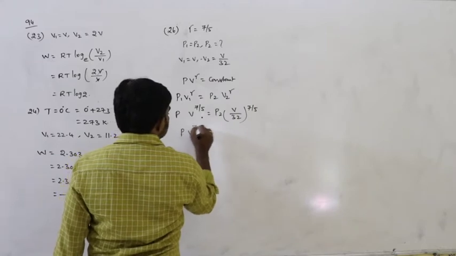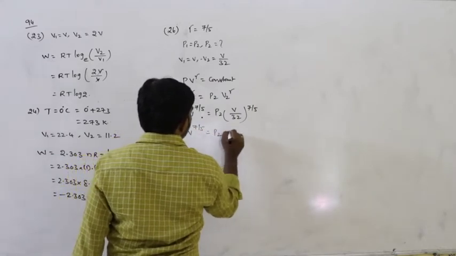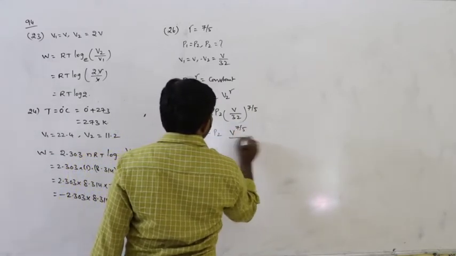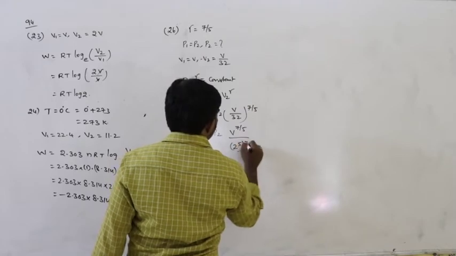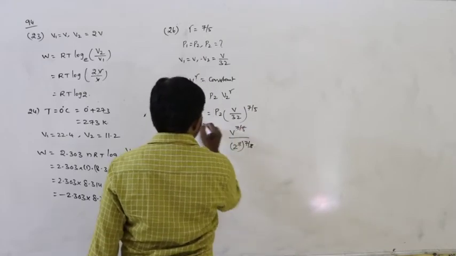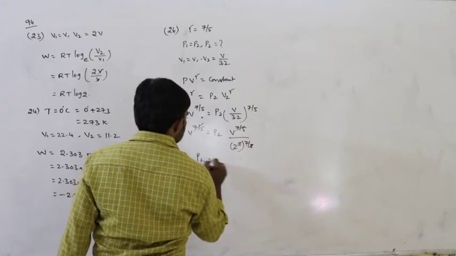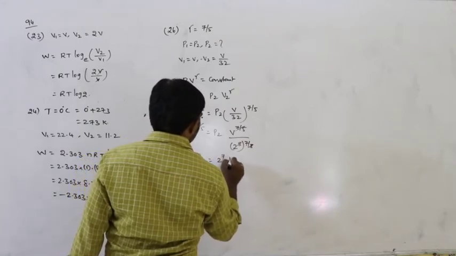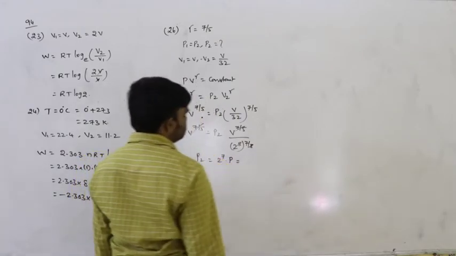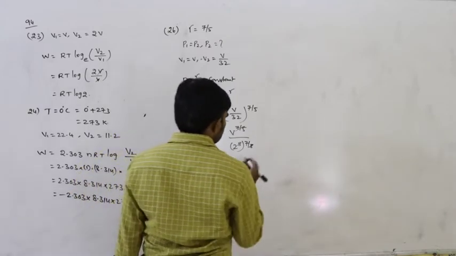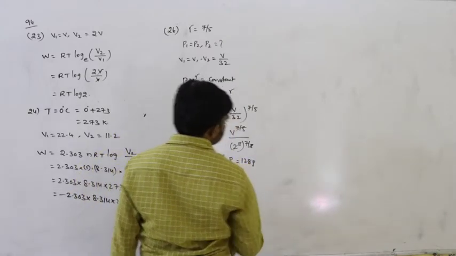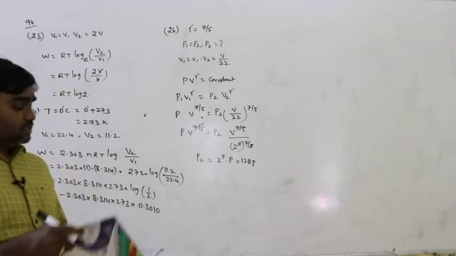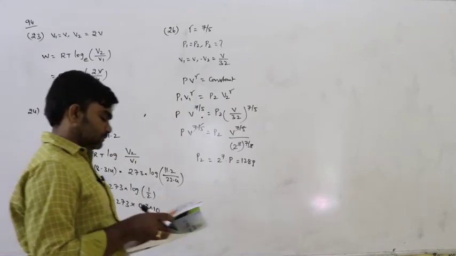P into V power 7 by 5 is equal to P2 into V power 7 by 5 divided by 2 power 5, whole power 7 by 5. The V power 7 by 5 cancels. So P2 is equal to 2 power 7 into P. 2 power 5 is 32, so 2 power 7 is 128 P. So that is the way to do the problem. Simple.